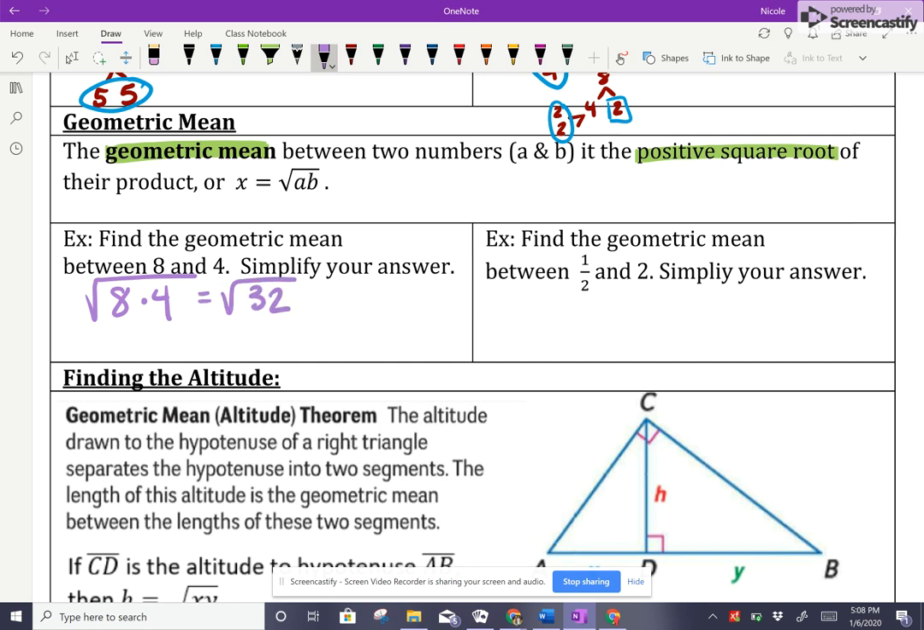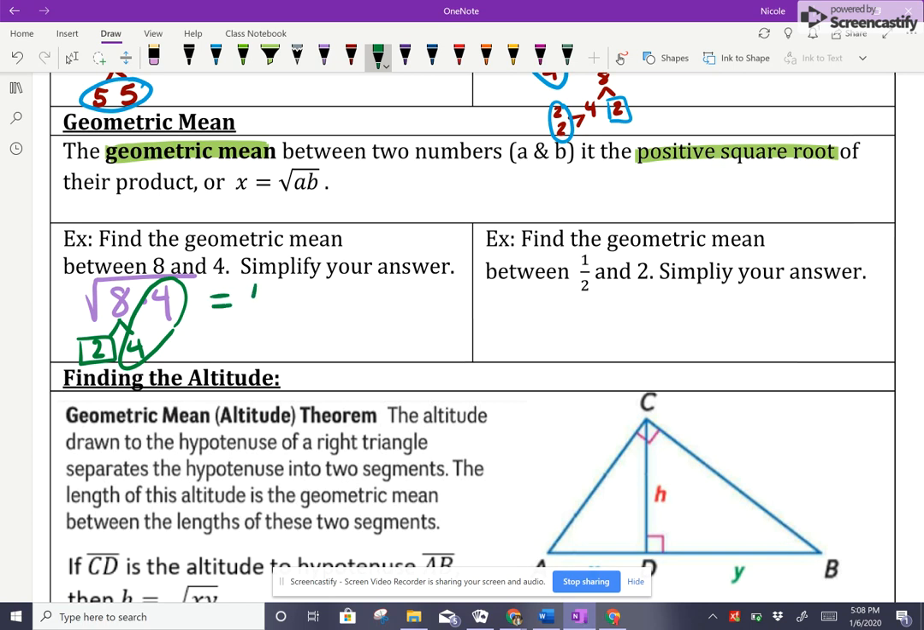And then you can go through and factor it out. But I could also go ahead and factor these separately and see if I find any pairs, which is what I like to do so I don't have to deal with as big of numbers. So if I look at 8 and 4, I can split 8 down into 2 and 4. And looky there, we have a pair of 4s. And then I have a 2 by itself.